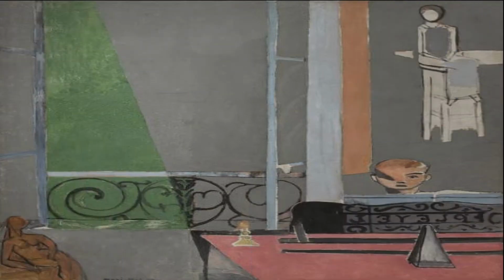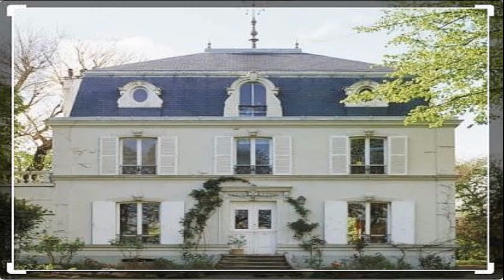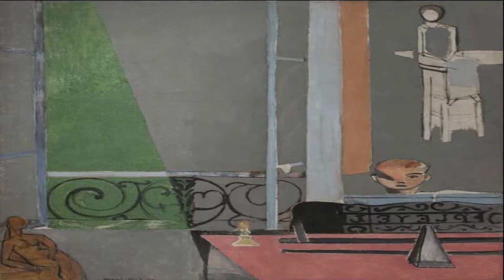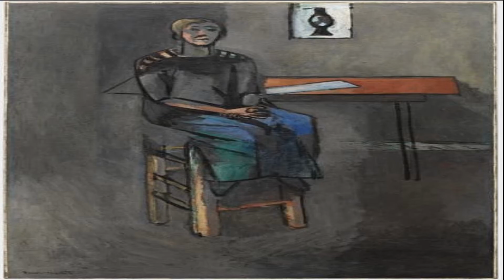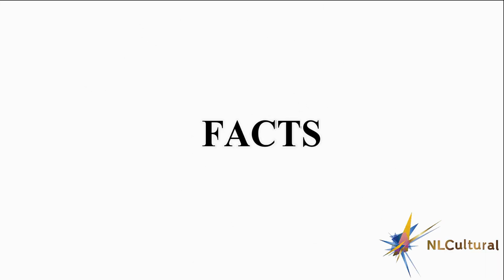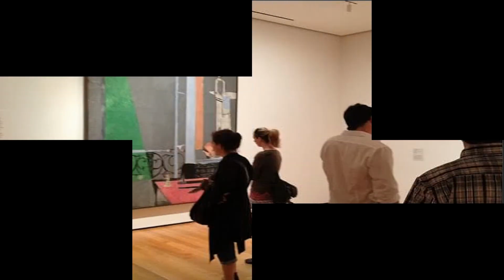The Piano Lesson depicts the living room of Henri Matisse's home in Issy-les-Moulineaux, with his elder son, Pierre, at the piano. The artist sculpted Decorative Figure, at bottom left, and, at upper right, his painting Woman on a High Stool. The Piano Lesson by Henri Matisse.